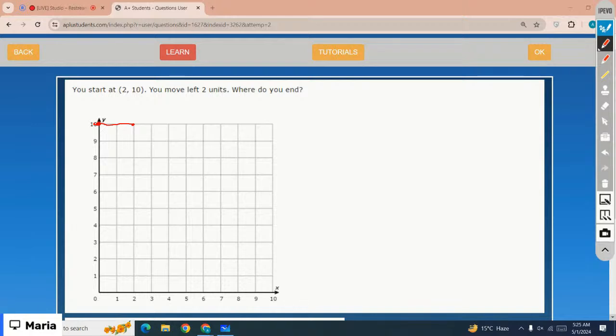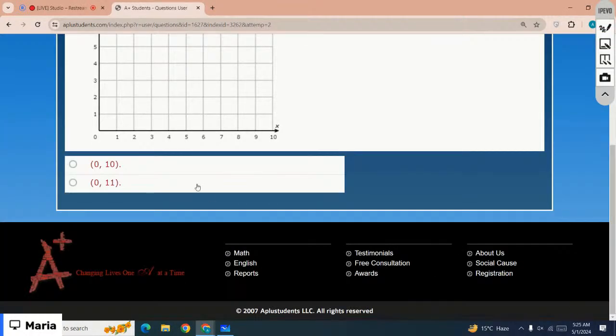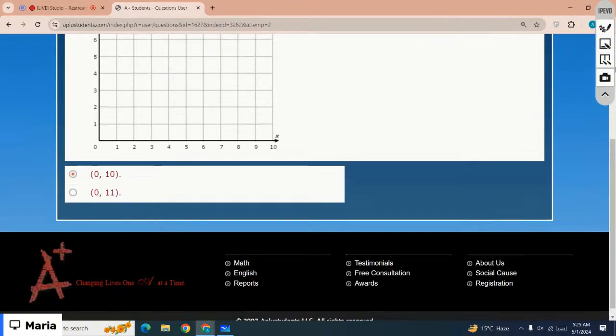The correct option is 0 and 10. X is 0 now because the point is on the y axis and y is 10. Option number 1 is the correct option. Got it?